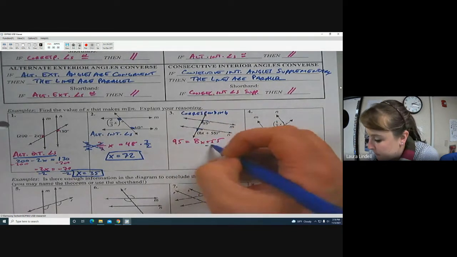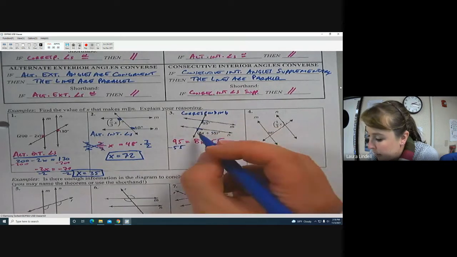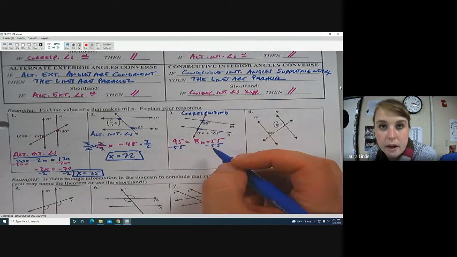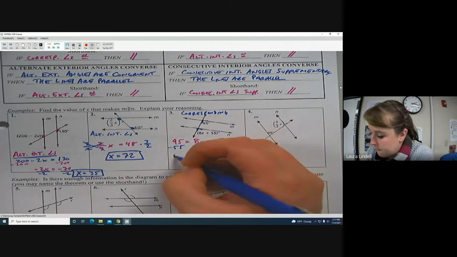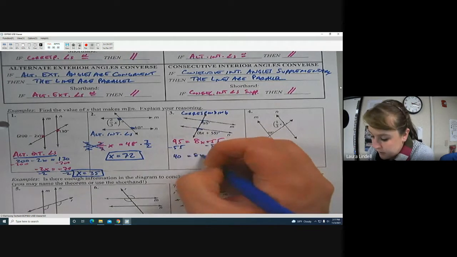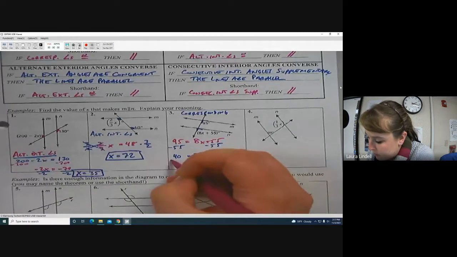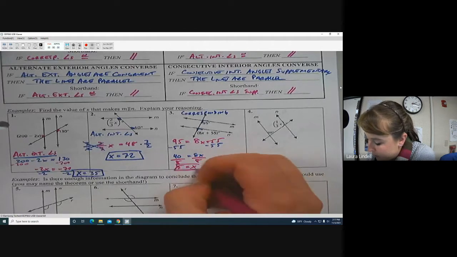So minus 55 on both sides. If you went 8x plus 55 equals 95, you're going to get the same answer. So it's okay if you set up your equation the other way around. So we should get 40 here equals 8x. Divide by 8 on both sides. We should get that x is 5.